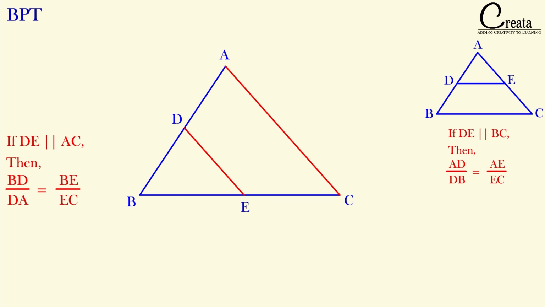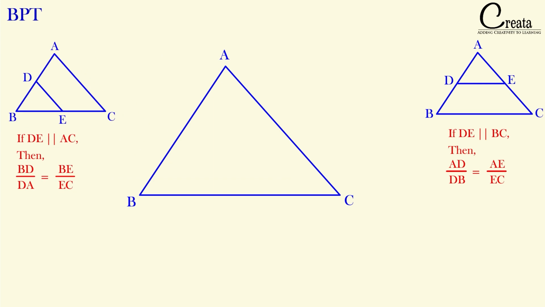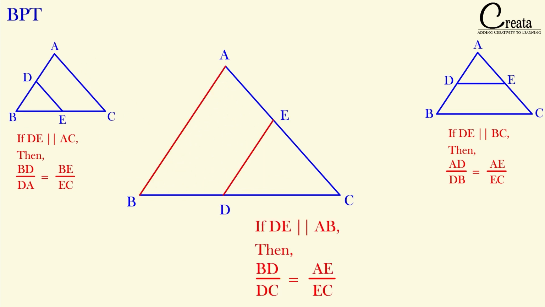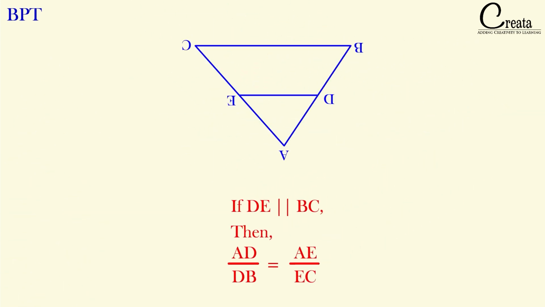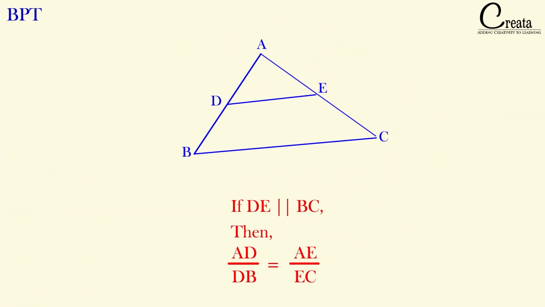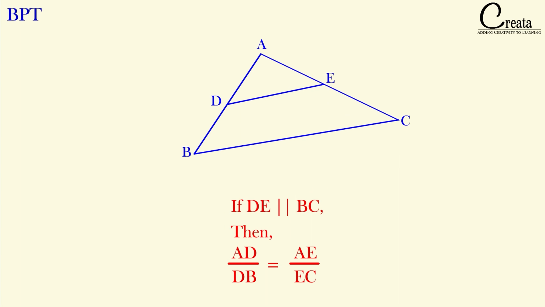Got it? Here DE is parallel to AC. So the respective ratio in which the points D and E lie on the respective sides will be equal. If you take the line segment here, then these ratios will be equal. You can rotate the triangle, you can stretch the triangle, you can do anything, just these ratios will be equal. The rest depends on your imagination, how well you can visualize the picture. In the questions, this picture may be slightly tricky, but overall the concept will remain the same.